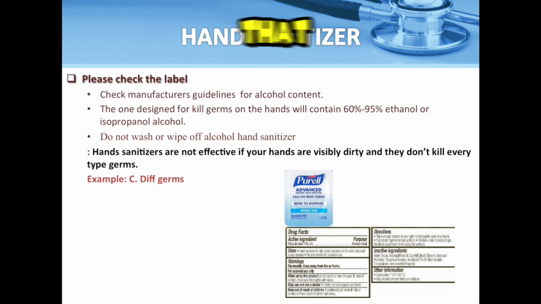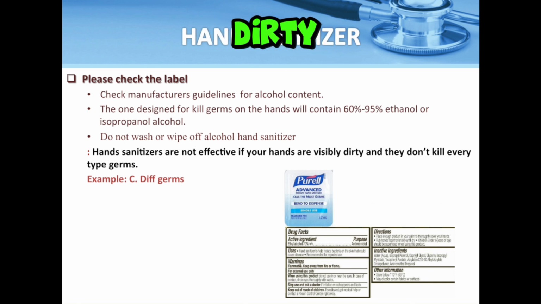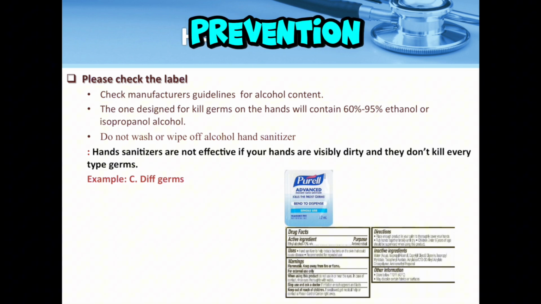Also, make sure that your hands aren't visibly dirty because the hand sanitizer will not work on dirty hands, and it doesn't kill all of the germs either. Germs like C. diff won't die just because you use hand sanitizer. You've got to use soap and water and wash your hands properly. That's the best way to maintain infection prevention.